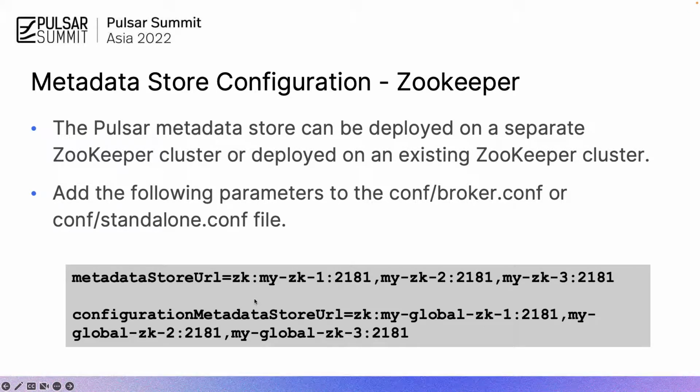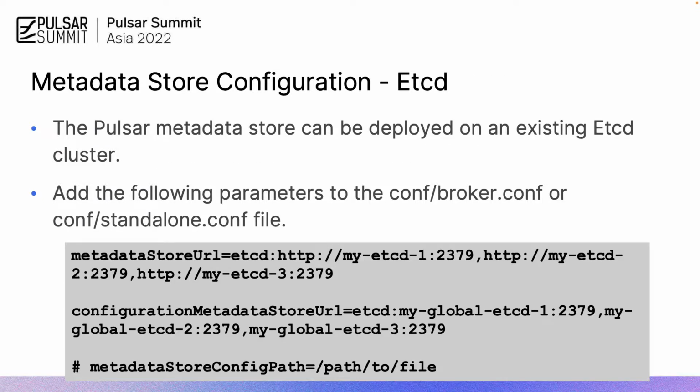When you start the Pulsar cluster, it determines the implementation you want to use based on the protocol you specified in these links. So when it sees ZK, it knows you want to use the ZooKeeper implementation of the metadata store from the list of the 4 that we currently have available.